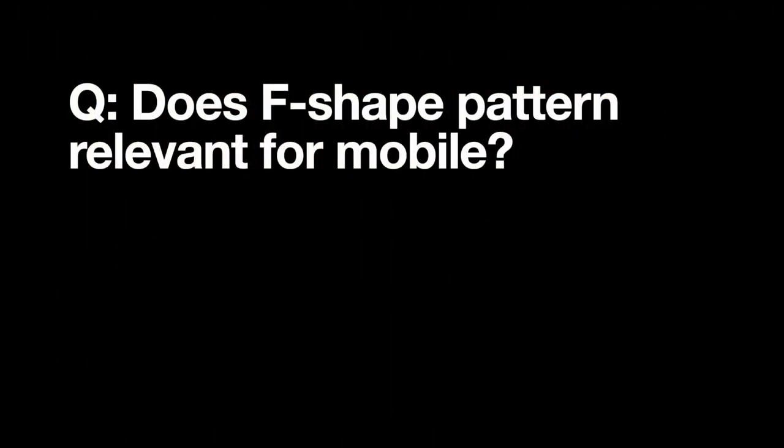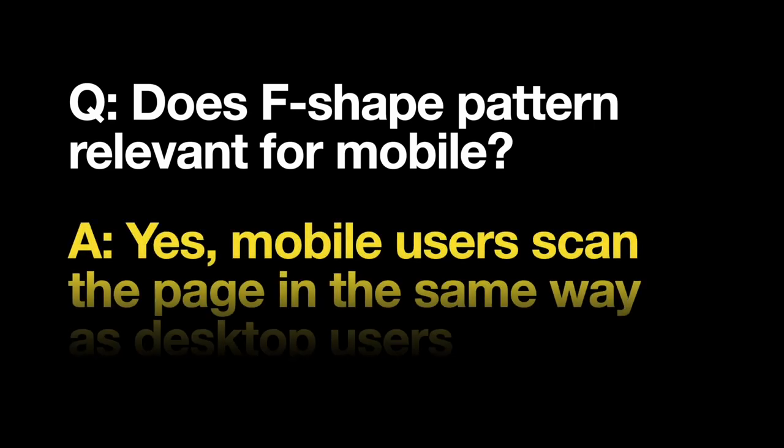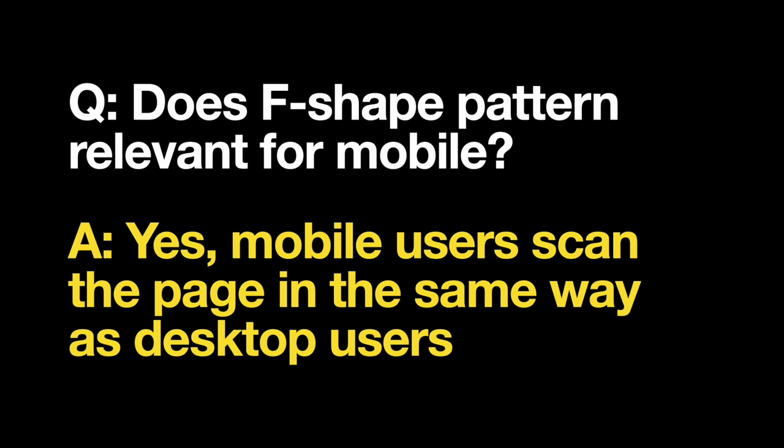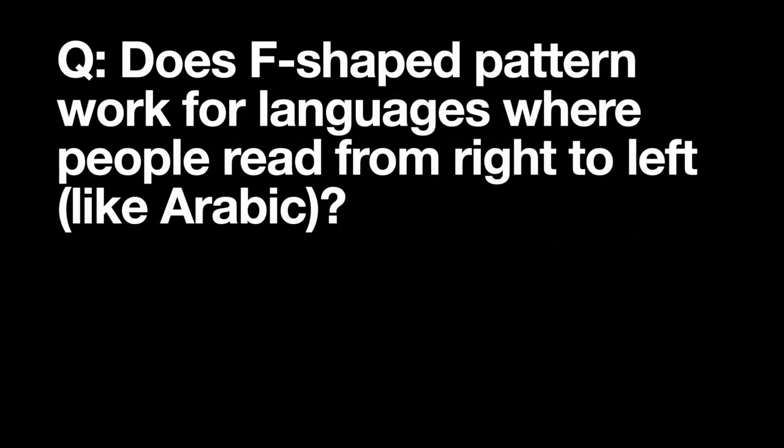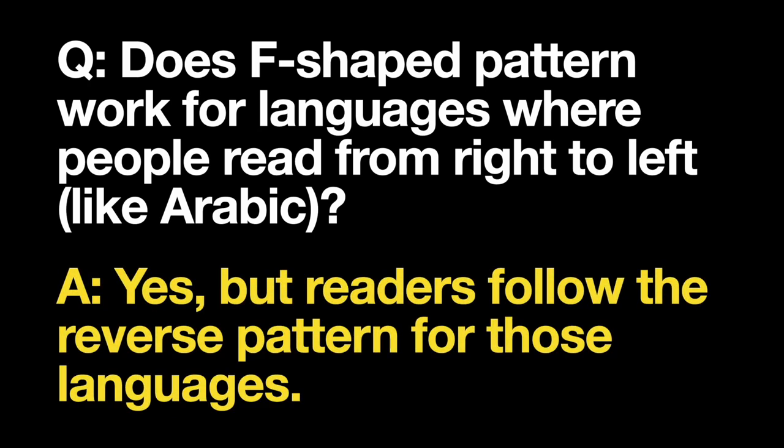Now let's answer two popular questions about the F-shaped pattern. Does it work for mobile users? Yes, mobile users scan the page the same way as desktop users, although the F-shaped pattern is a bit smaller. Does an F-shaped pattern work for languages where people read from right to left, like Arabic? Yes, but in this case they follow the reverse pattern, meaning they start at the right corner of the screen and move to the left corner.